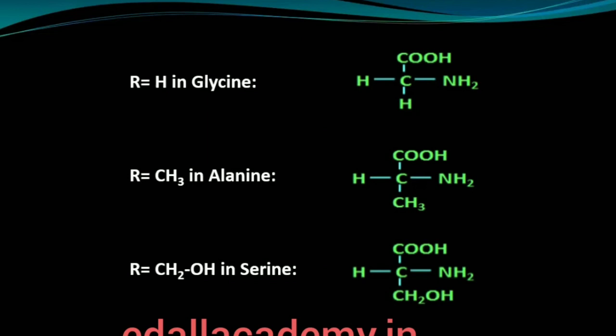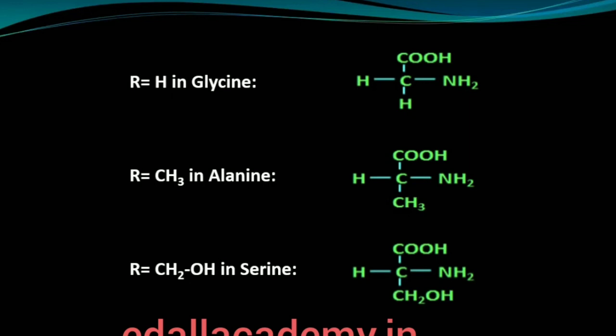Based on the nature of the R group, there are many amino acids. However, those which occur in proteins are only 20 types. The R group in these proteinaceous amino acids could be a hydrogen, and the amino acid is called glycine; a methyl group, that is alanine; a hydroxymethyl group, for example serine, etc.